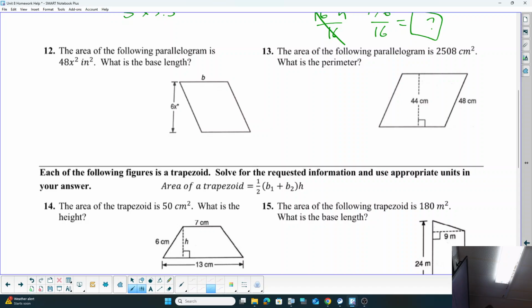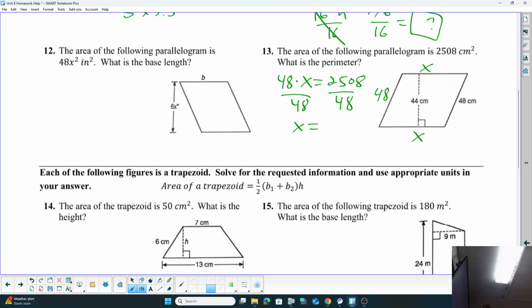What is the perimeter? Well, we know 48 should be the same as this, and we don't know what that is. Call it x. We do know the area, so they do give us the area. So 48 times x gives us 2,508. If you divide that to the other side, that's going to give you what x is. So 2,508 divided by 40, they give us the height as well.